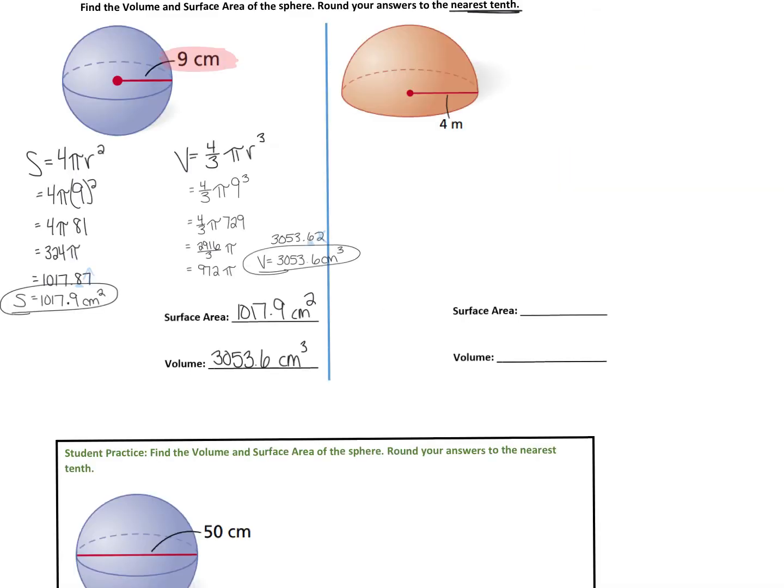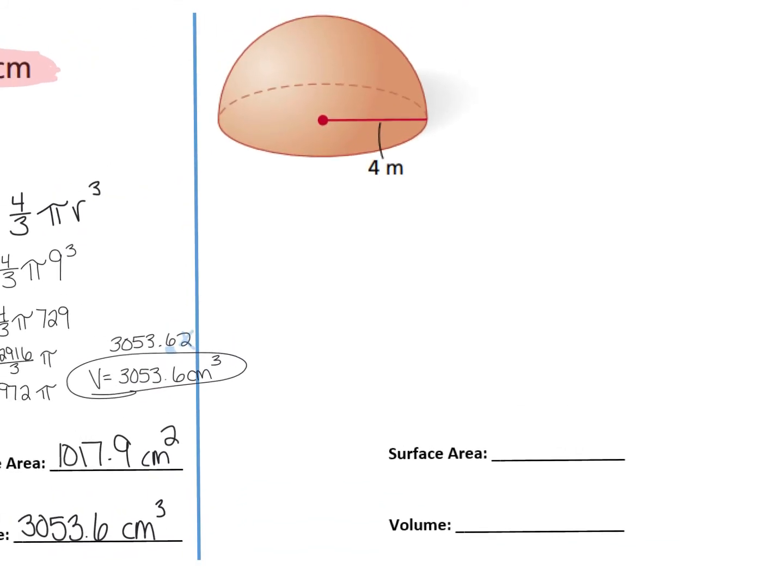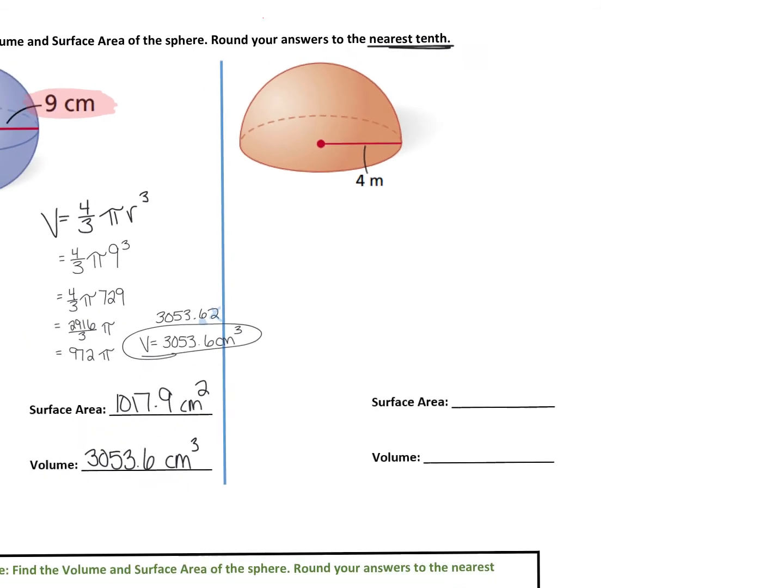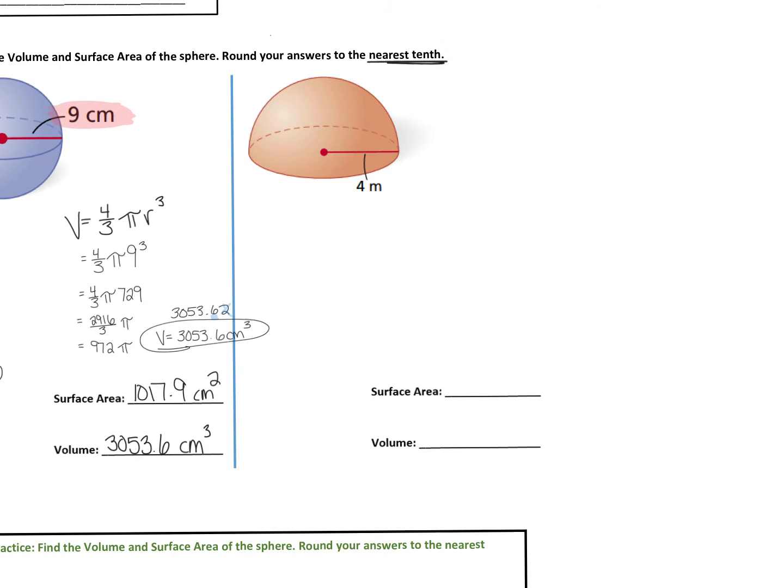For this next problem, let's move just a little bit faster because it does have more to it. So the first thing you should notice is, hey, this is not a full sphere. This is only half a sphere. So we do have to follow some different steps. When we have half of a sphere, we're going to work with our two formulas. So surface area is going to be 4 pi r squared.